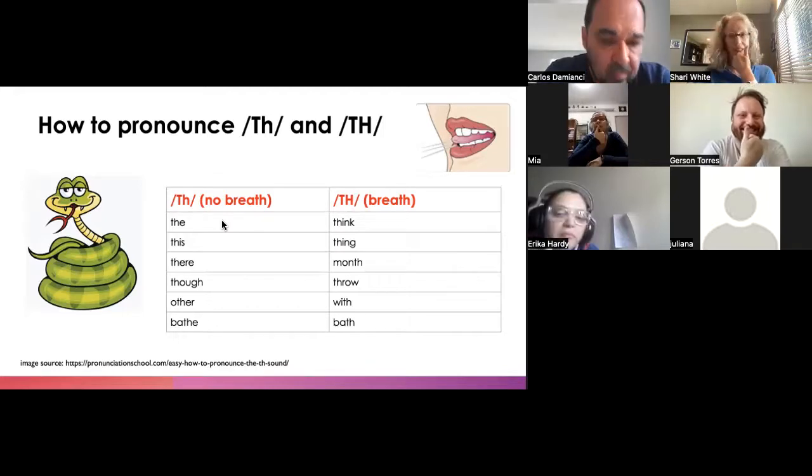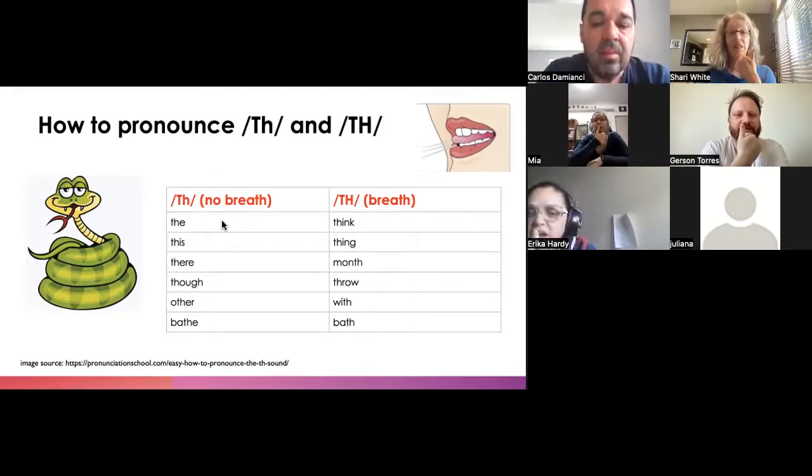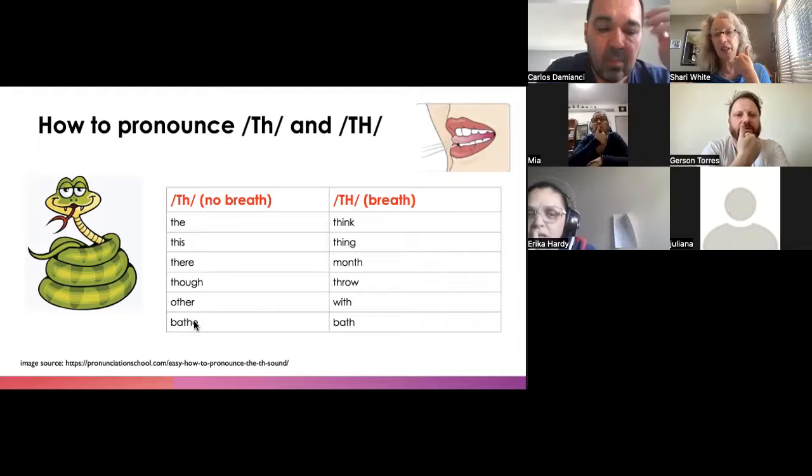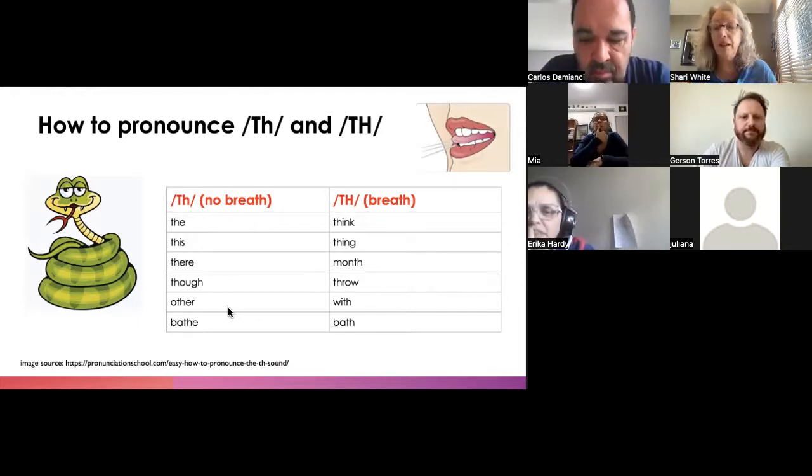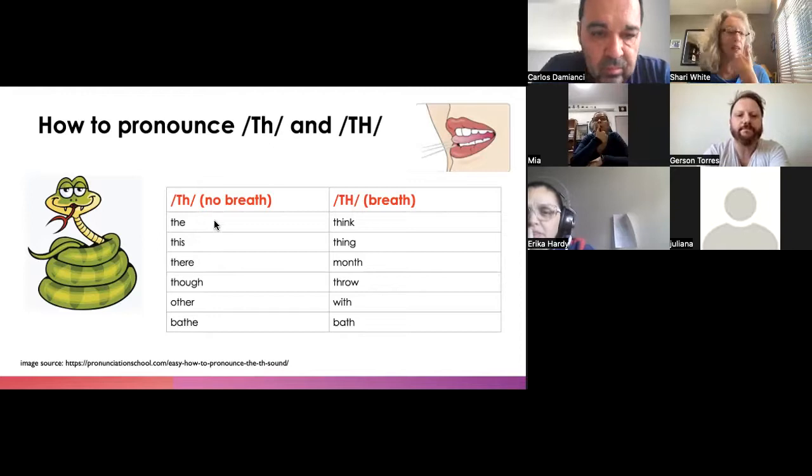Bathe. Bathe. Now this E is silent. Okay, I'm saying it because I'm trying to say it slowly, but it actually sounds like bathe. So the E is actually not fully pronounced. It is actually considered to be silent, but it changes the sound of the TH. This is the verb to take a bath, to bathe. Okay, let's do that one more time.